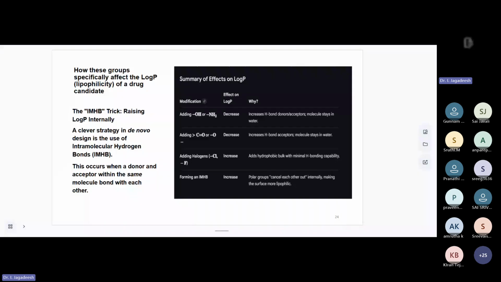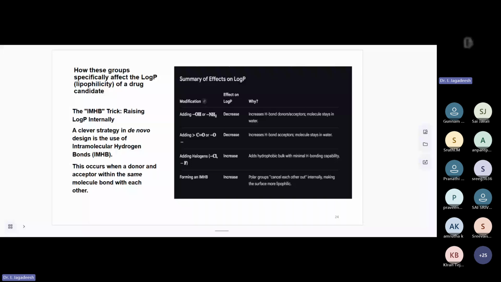Lipophilicity should not be too high, and also it should not be too low. So we have one trick called the IMHB trick. This trick is used to raise the log P values internally. We will see how it is done. It is a clever strategy in de novo design. It is the use of intramolecular hydrogen bonds.